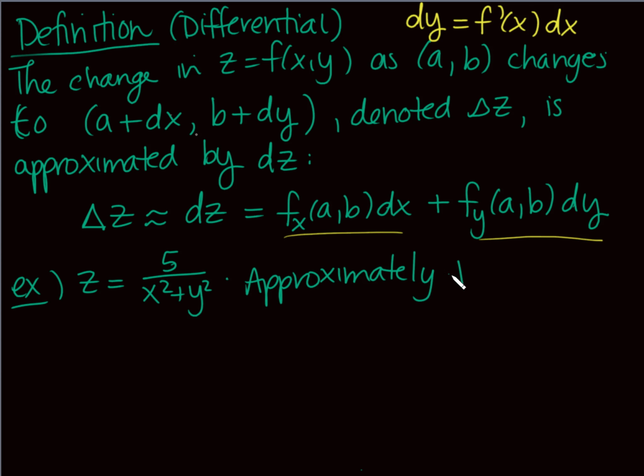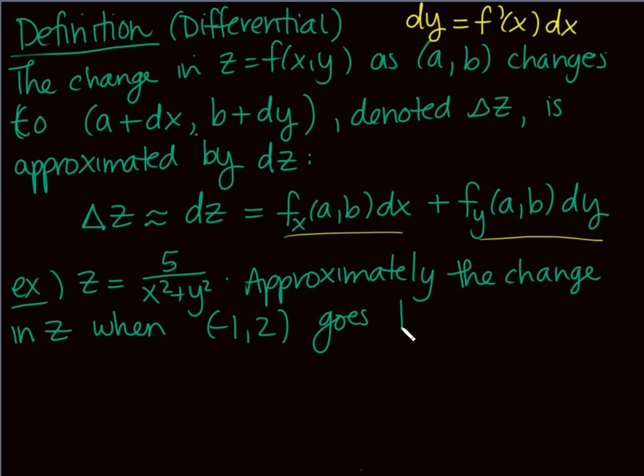Okay, so approximate the change in z when the point (-1, 2) changes to, right? Now notice these are small changes.